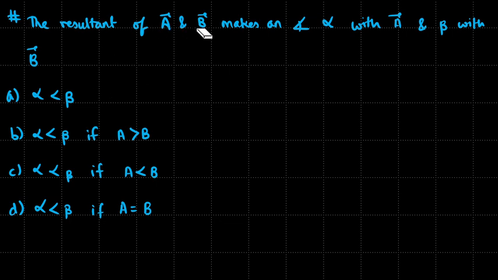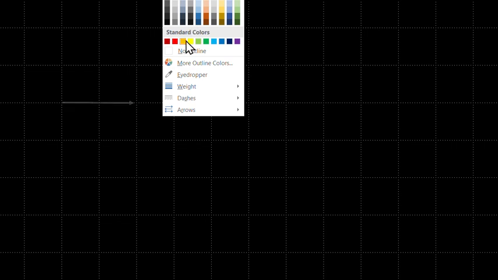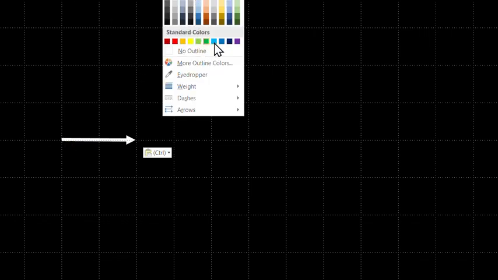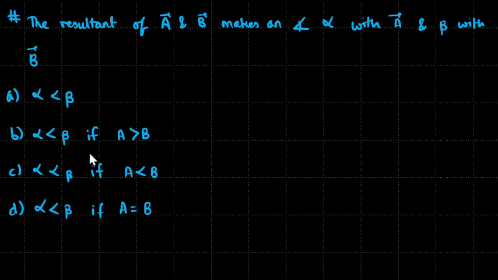So first of all, let's make these two vectors. Let's say white for vector A, and let's say blue for vector B. So let's start from B. Instead of doing A, we will talk about A in the end. So let's start from B. So alpha is less than beta if A is greater than B. So if A is greater than B, it will be like this.